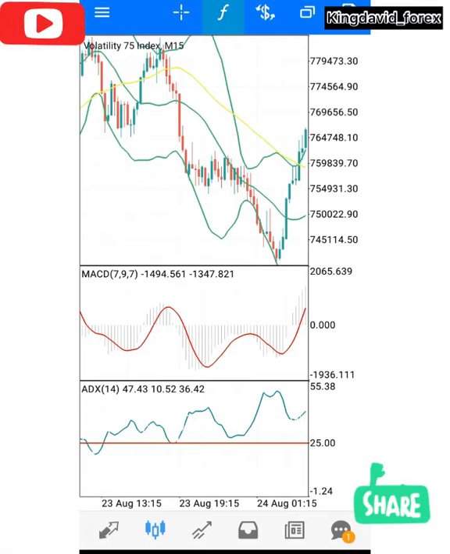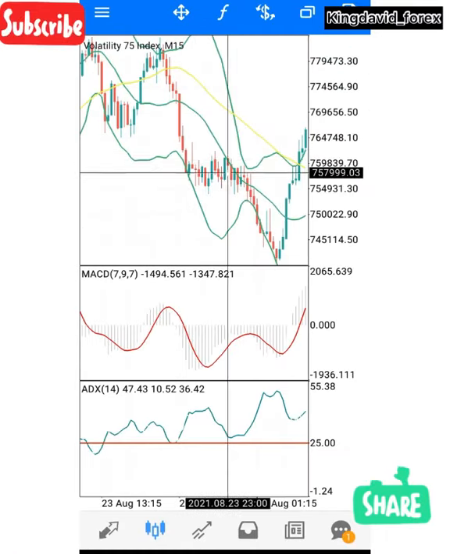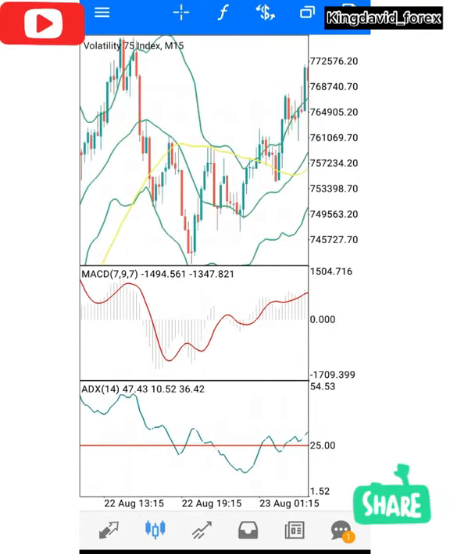Sorry, this is also a sell condition, as you can see here. See here, this is also a sell condition. Let me also check it out.